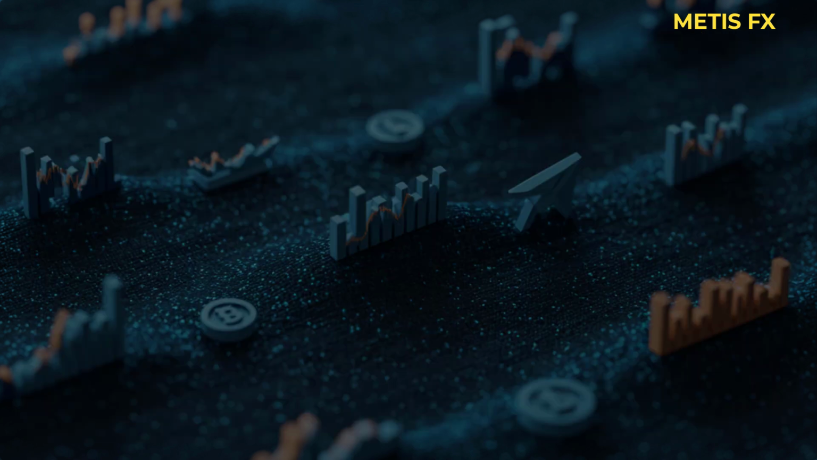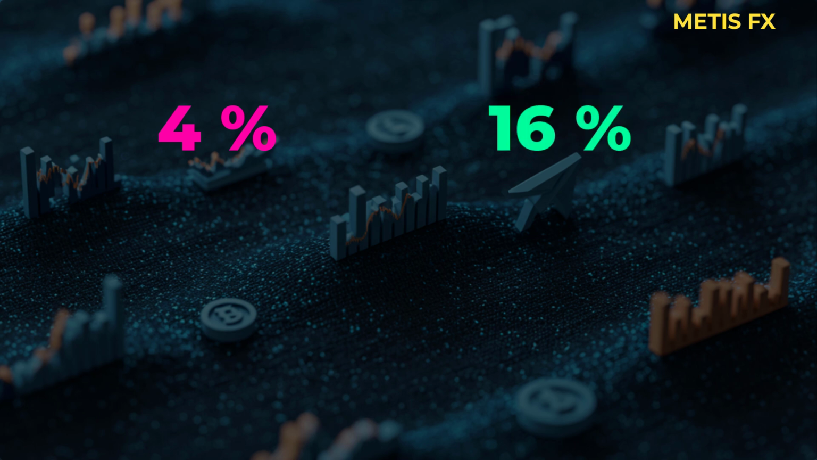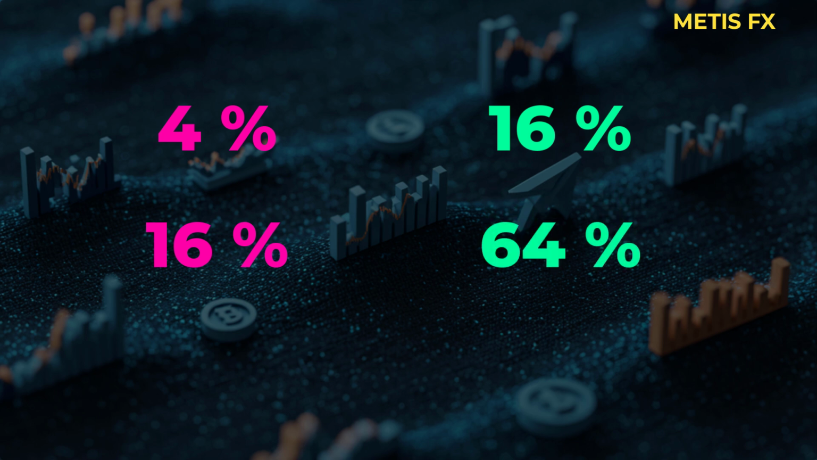On the first trade, risk 4% of your total balance. If take profit hits with 1 to 4 risk to reward, your profit becomes 16% of your total capital. Now on the second trade, instead of risking 4%, risk only that 16% profit you just made. If take profit hits again with 1 to 4 risk to reward, your profit on the second trade becomes 64%.